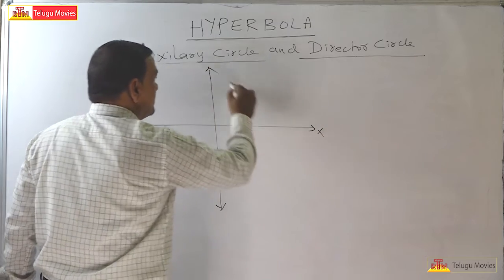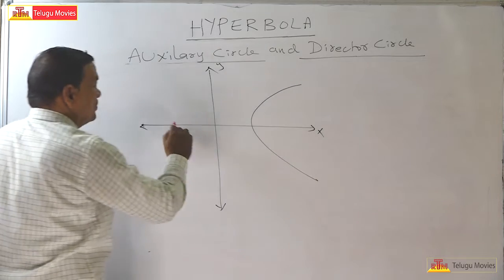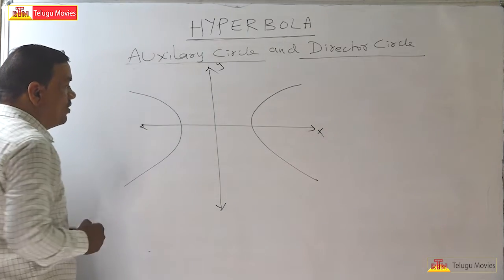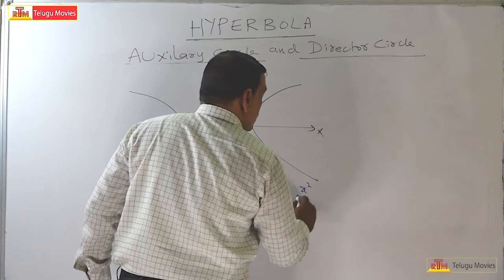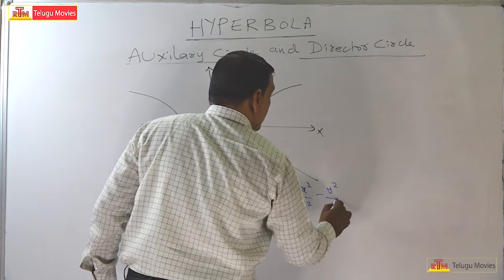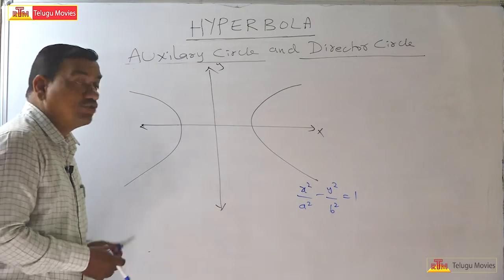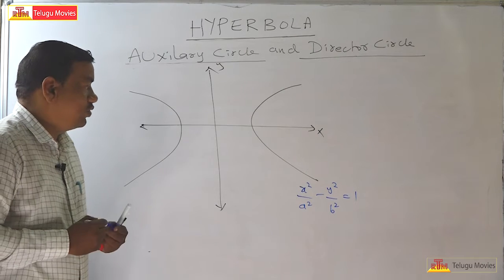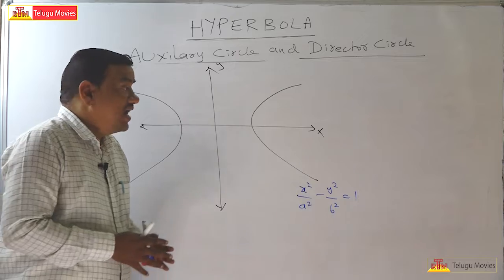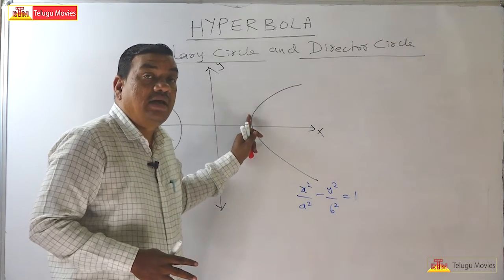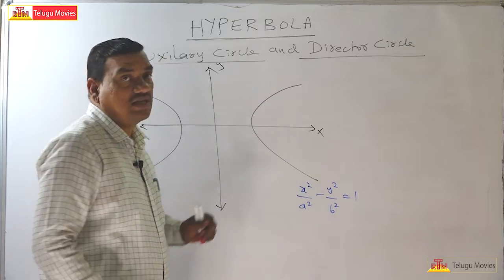This is the x-axis and y-axis. Let us take the hyperbola in standard form. The equation of this hyperbola in the standard form is x square by a square minus y square by b square is equal to 1. Now how does this director circle form? Let us take the perpendicular tangents of this hyperbola.